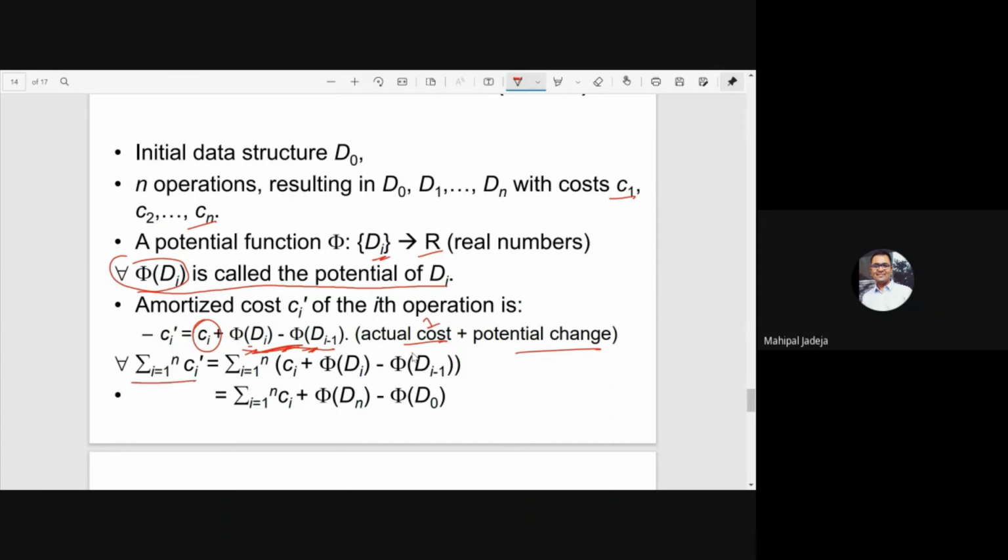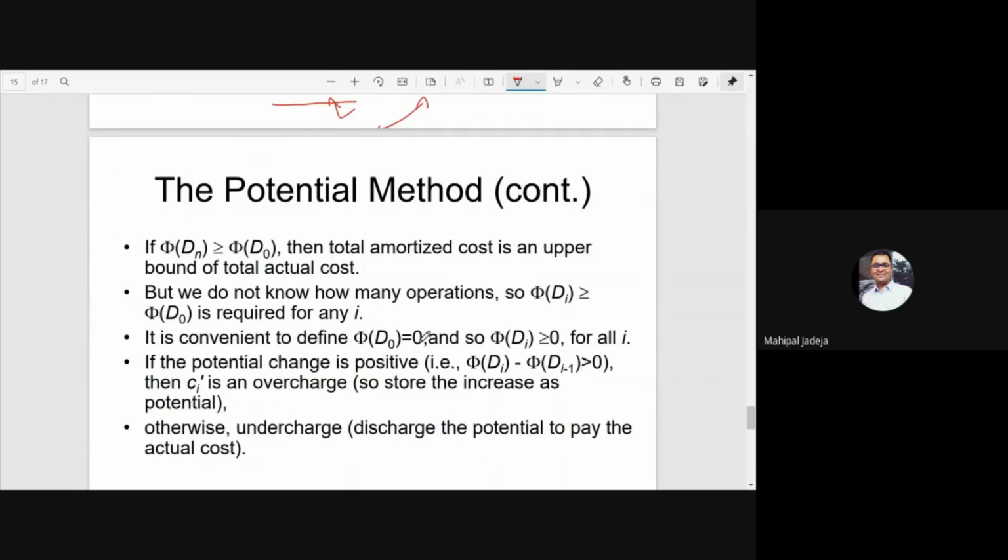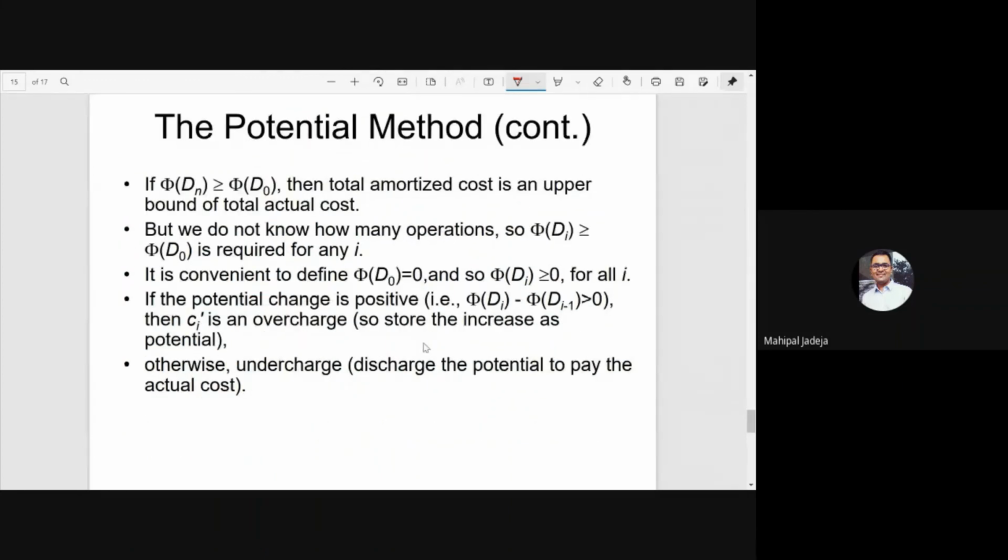And with respect to all n operations, we perform this. Intermediate terms will cancel out, and finally the only thing that remains is, after n operations, the difference between the potential of Dn and D0 only. Right? So again, if the potential of Dn is greater than or equal to the potential of D0, then total amortized cost is nothing but an upper bound of the total actual cost, and this is required, we know, right? But we don't know the value of n.